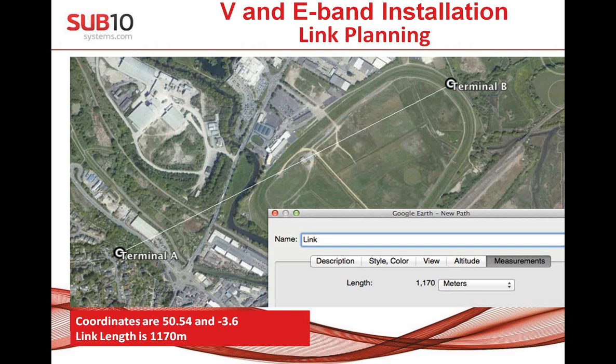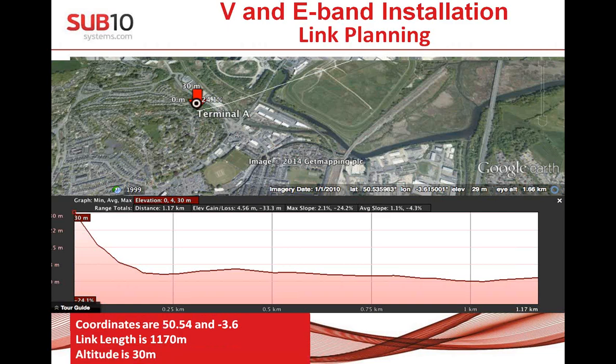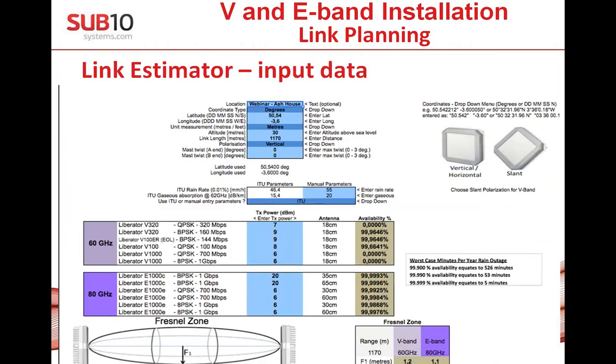1.17 kilometers. This is what you know from Google Earth, and you can also open the profile of your link and see immediately the altitude, which is useful for some cities. For example, Mexico City is more than 2,000 meters above sea level, and if you are doing the calculation, it's important to put this value into the calculator. Here the altitude is around 30 meters, and you have all you need.